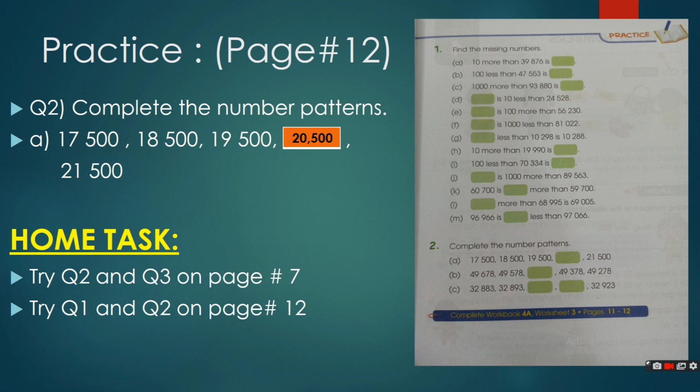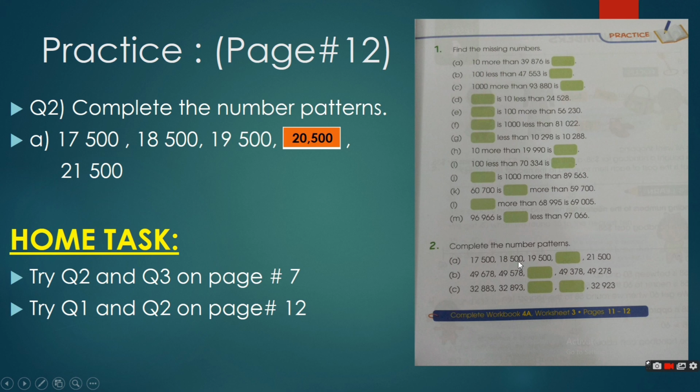Now let's start practice on page number 12. Question number 1 is the same as question number 4 on page number 10. So please try to attempt these parts by yourself by taking help from question number 4. Now question number 2 is complete the number pattern. Part A is 17,500, 18,500, 19,500, dash and 21,500.